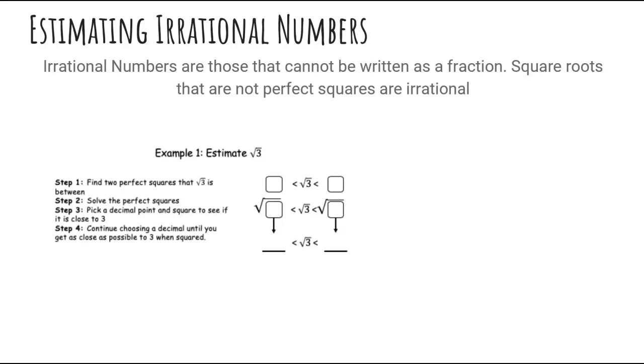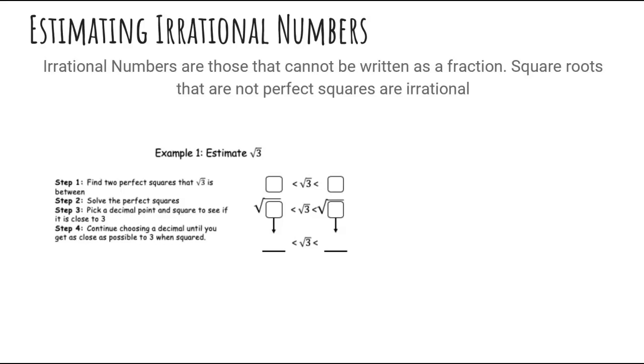So let's take a look at example 1, because we can follow the steps to figure out exactly how we can estimate square roots that do not have perfect square answers. Okay, in our example, they give us the square root of 3.